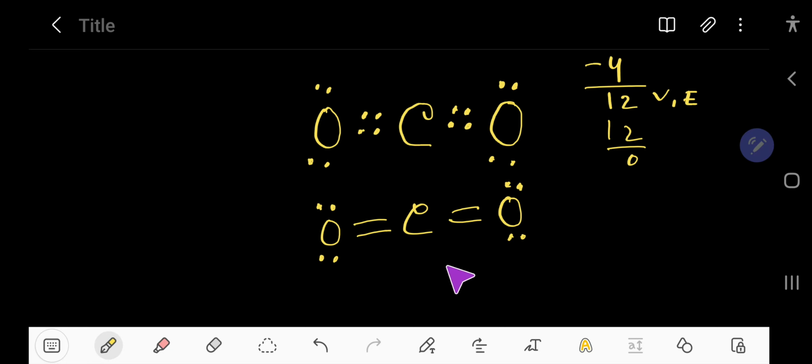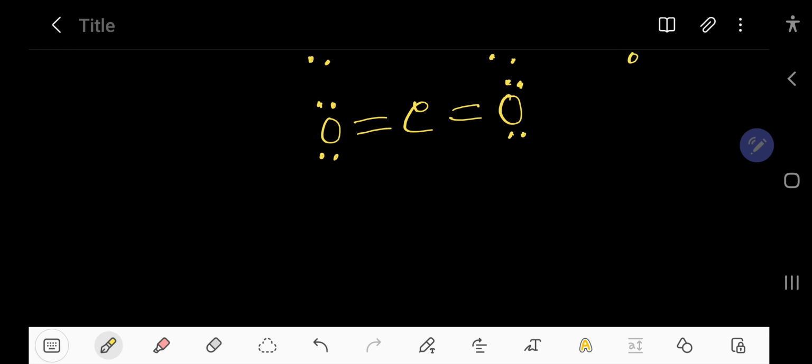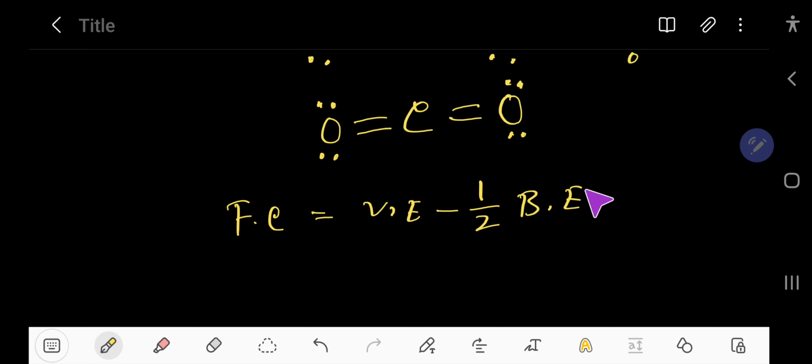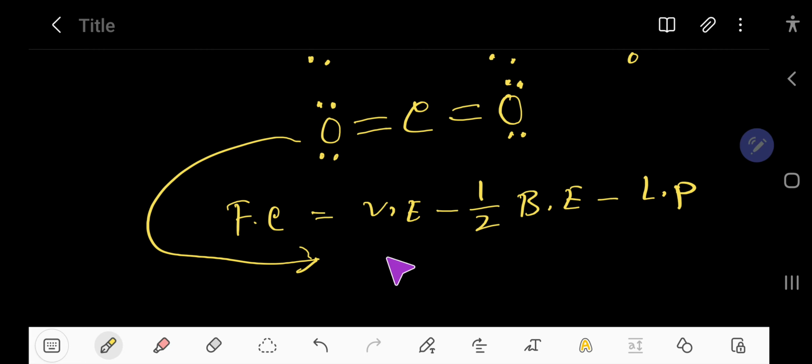Right? And now let me show you how to find the formal charge for each atom in CO2. Formal charge is equal to the valence electrons in a neutral atom minus half of the bonding electrons minus the lone pair electrons. So for the oxygen atom, in a neutral oxygen atom we have 6, minus half of bonding, here bonding is 4, half of 4, minus lone pair electrons, here 4.